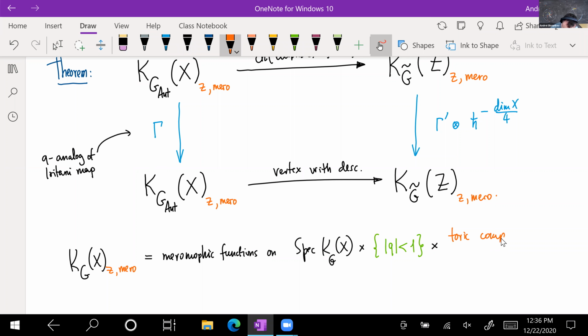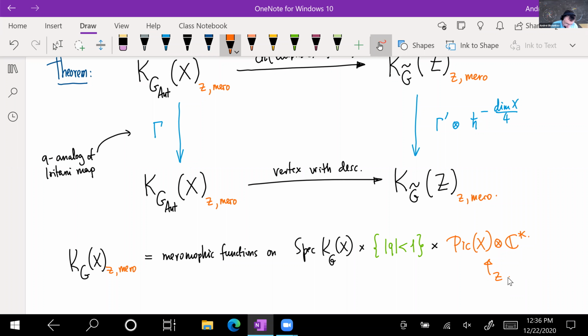Toric complexity. Well, since I'm talking about meromorphic functions, maybe it's not so important, but maybe I'll take the Pic(X) times C star. This is where that variable z lives. Okay. So I have to give myself more variables, and this is how I do it.